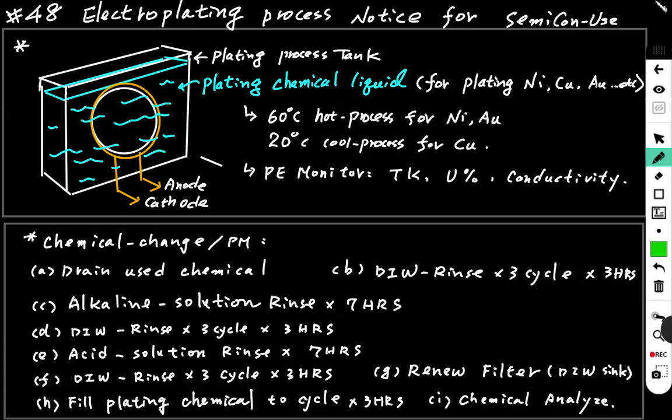Hello everyone, we're going to talk about the electroplating process for semiconductor use. The semiconductor industry uses the electroplating process with specific equipment. Sometimes in some specific processes, we don't often see this equipment and this process at the front end of the semiconductor industry.